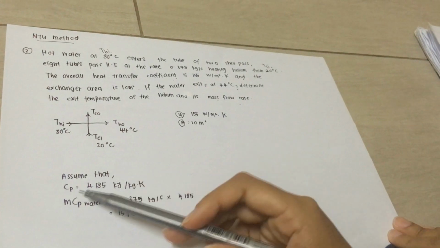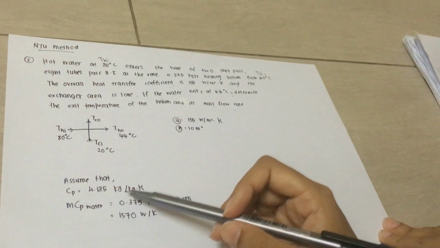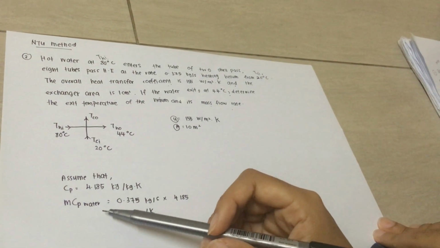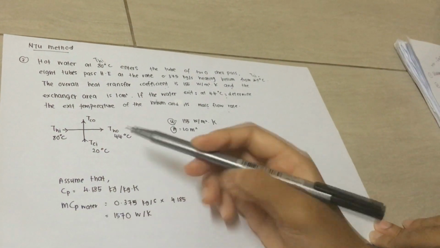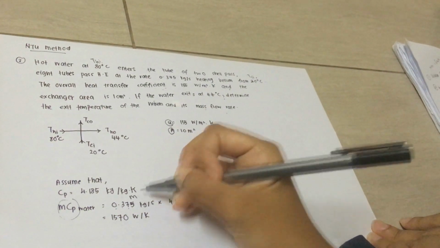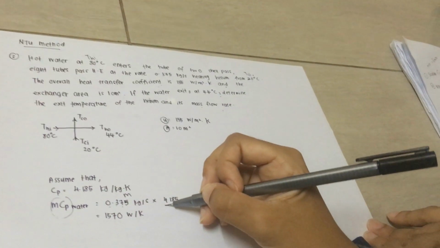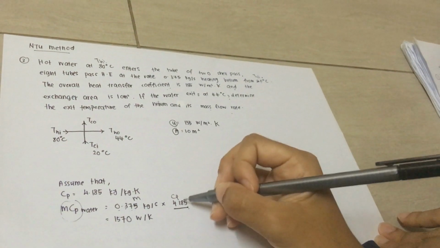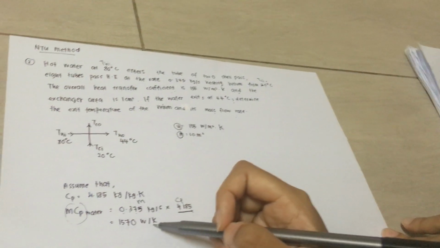We assume that Cp for the water is 4.185 kilojoule over kg K. Then we calculate the heat capacity for water by using this formula. For the mass flow rate, we already have 0.375. Then for the specific heat capacity for water, we already have 4.185. We calculate and we will get the answer 1570 W over K.